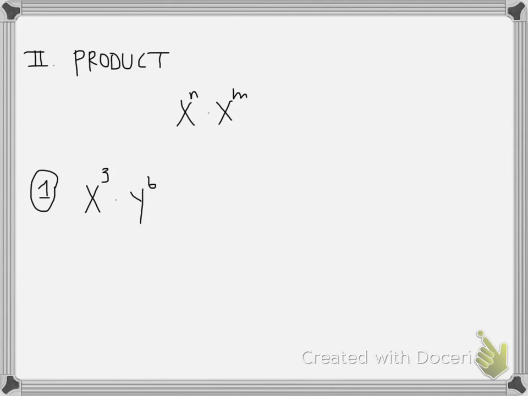Okay? The product rule: if we have like bases, then we can multiply our like bases together by adding the exponents. So here, this would be x. So here this would be x cubed times y to the 6th. Can I do anything there? I can't do anything. Those are not like bases, right?